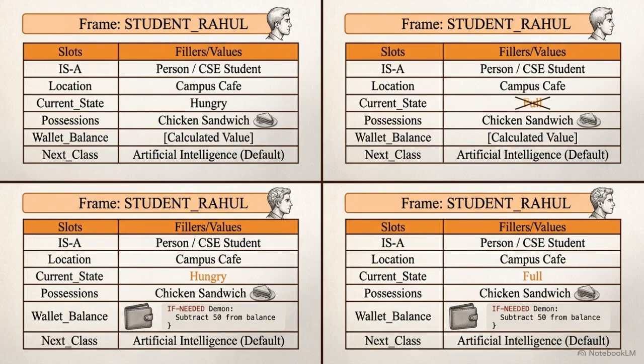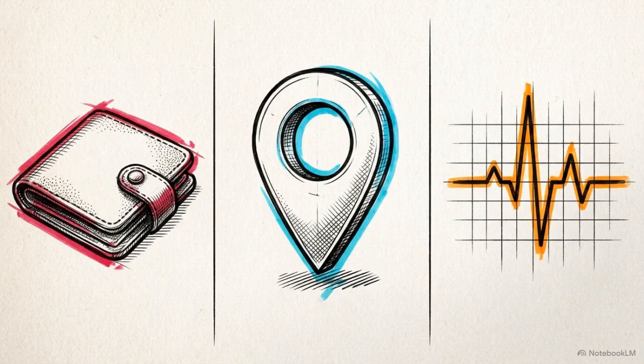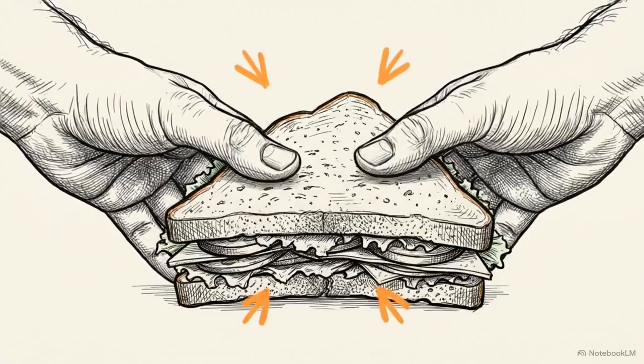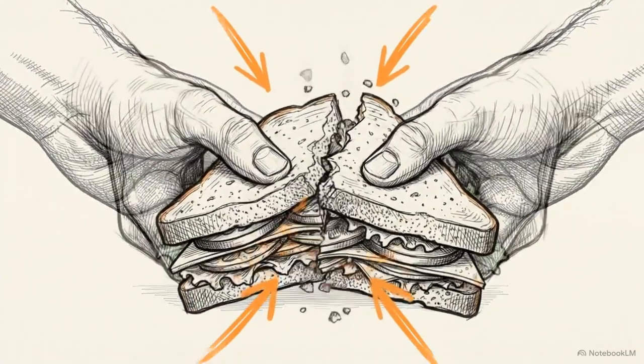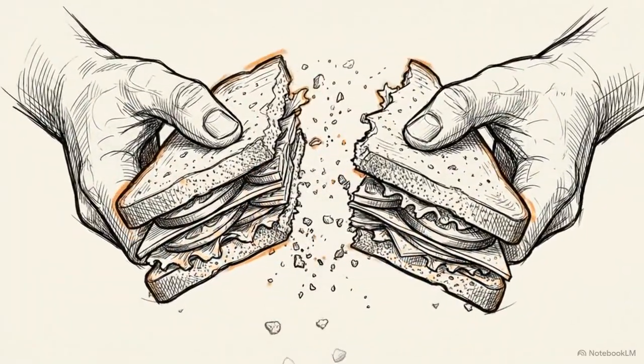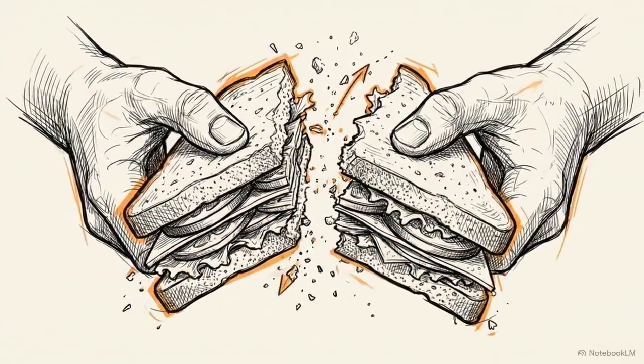As the narrative progresses, the current state updates from hungry to full. The architecture also embeds automated triggers. An if-needed daemon in wallet balance executes a mathematical subtraction of 50 rupees when he pays. With this dynamic table, the machine tracks possession, geographical location, and internal physiological states simultaneously. Frames give the AI an active memory of changing states, yet they do not explain the physical mechanics of how an action is actually performed.